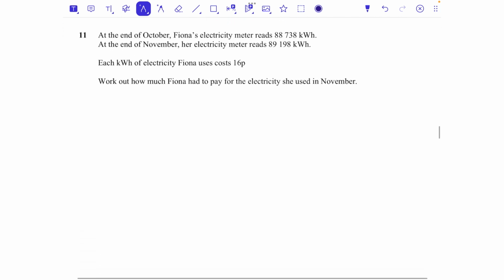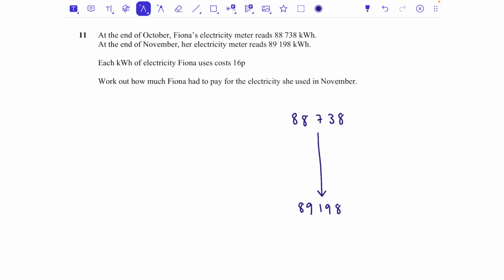Question number 11. At the end of October, Fiona's electricity meter reads 88,738. At the end of November, her electricity meter reads 89,198. Each kilowatt hour of electricity Fiona uses costs 16p. Work out how much Fiona had to pay for the electricity she used in November. So from 88,738, they don't reset your meter every month, they just look at the difference. So the difference between these numbers is how much she has used. So to work out the difference, that's going to be a subtraction.